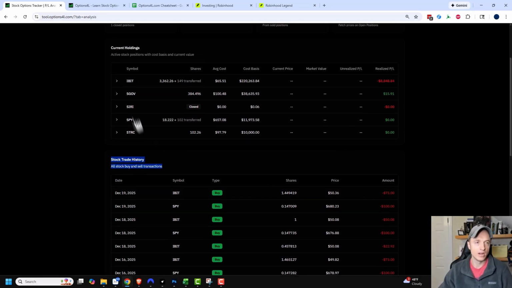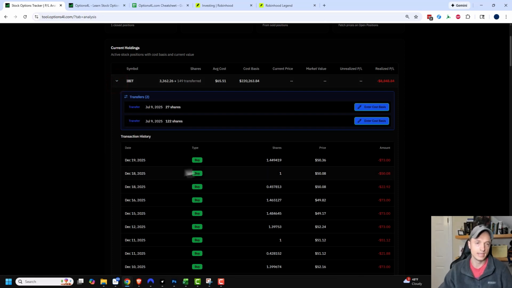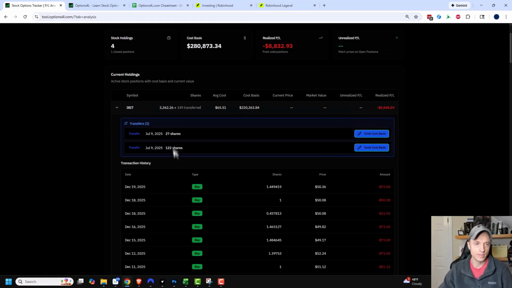Now, if you want to go ahead and hone in on a particular symbol, you can click on it right here. And you can see, in this case, all of my IBIT buys and sells right here. And you may also notice that it recognizes when there are transfers into my account. So in this example, I had a couple transfers into my Robinhood account, and the transaction log that we get from Robinhood doesn't include my cost basis for these shares that were transferred in. So you could go ahead and set your cost basis right here. That way you're sure that the average cost is accurate for all the shares in your particular account.